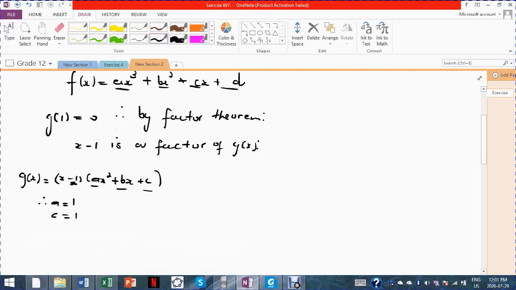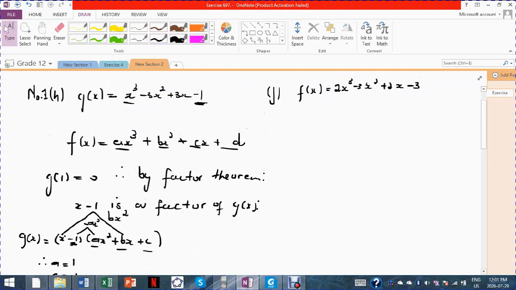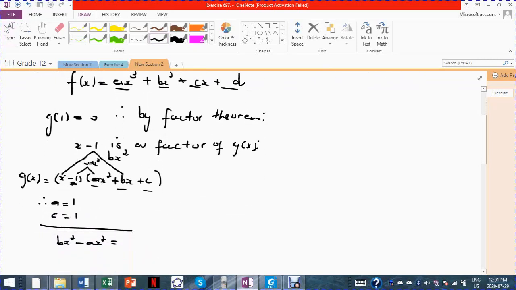Now you have to find d. You first say x times bx, which will give you bx squared. And then you come again and say the last term of the first factor, you say this times that, gives us -ax squared. And then you sum these two together. You're going to say bx squared minus ax squared equals the term in the cubic equation that has x squared. Sorry, so in this case we have -3x squared.